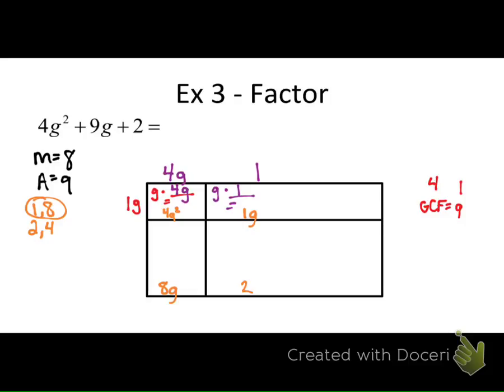And now that we have our width for all of our rectangles, we can plug that into these bottom ones, and we can find our height that we're missing. So I have blank times 4g equals 8g. So what times 4 is going to equal 8? 2. Very good. 2 times 4 is going to equal 8.